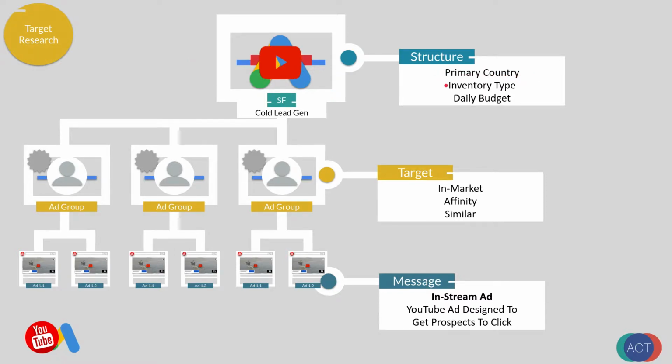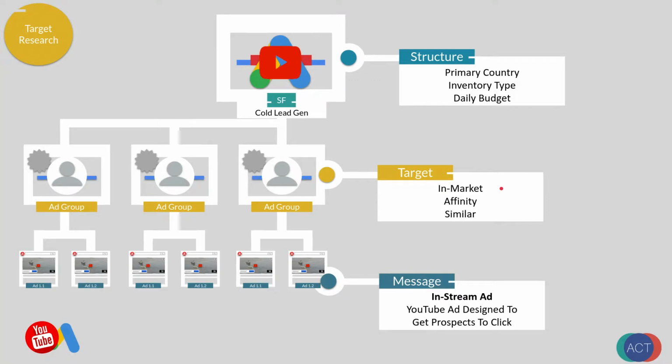We've chosen the inventory type. That's where we did expanded or limited or just normal. We set our daily budget. And now it's time to talk about the actual people that we're targeting. Who are we going to be telling YouTube to go find so that we can put our ads in front of them and hopefully get them to click to our website?